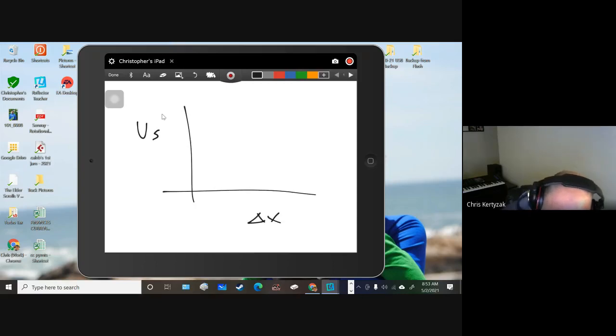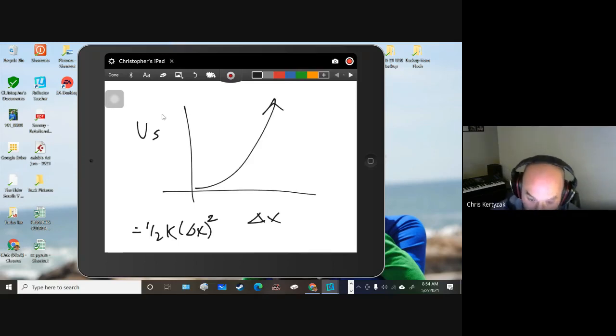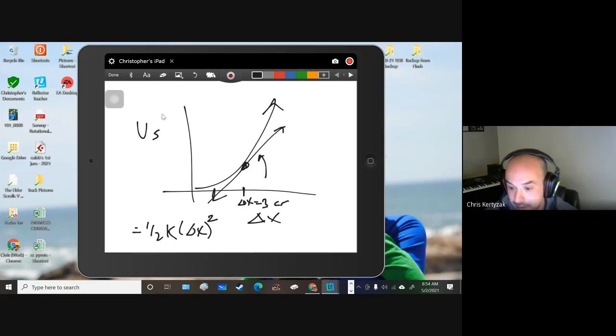Well, based on that formula, 1/2 k delta x squared, it must be parabolic, right? Another important point is that now the tangent slope, the slope of this at some distance, maybe delta x is 3 centimeters, let's say. What does the slope of that tangent line represent? Well, we said force. Any position versus distance graph, the slope has to be force.